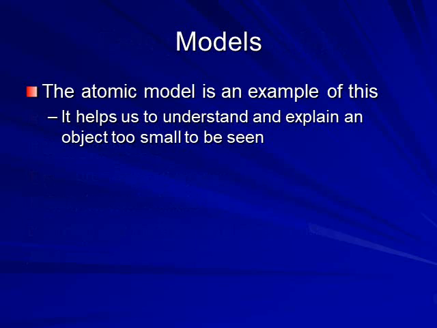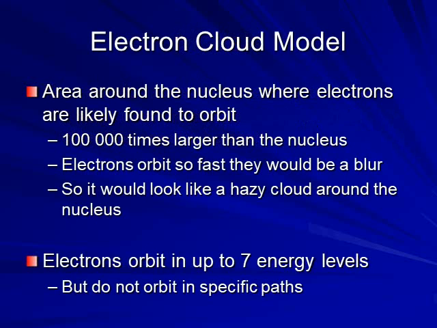So the atomic model, of course, because we're talking about atoms, what about the atomic model? Well, the atomic model is an example of this, and it helps us to understand and explain objects like an atom that are too small to be seen. Okay, so the current model of the atom is called the electron cloud model.